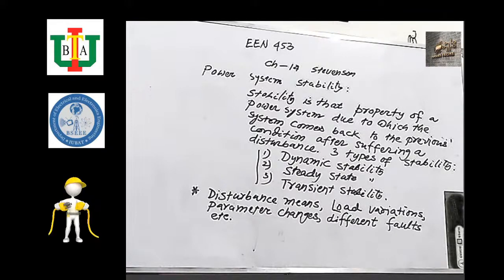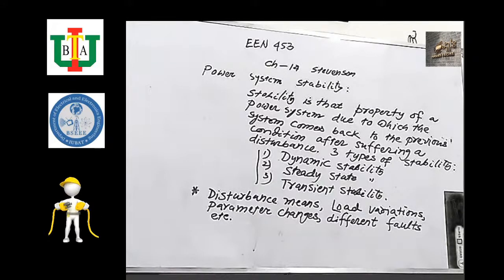Dynamic stability and steady state stability, the difference you see. Dynamic stability is a small disturbance for a small time. Understand? That is the case of dynamic stability, and that can be represented by differential equation. But steady state stability is also a case of a small disturbance, but it persists for a longer time. Understand?